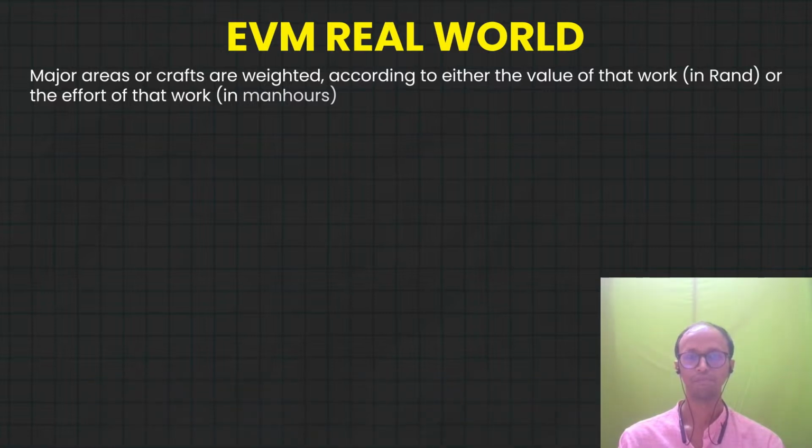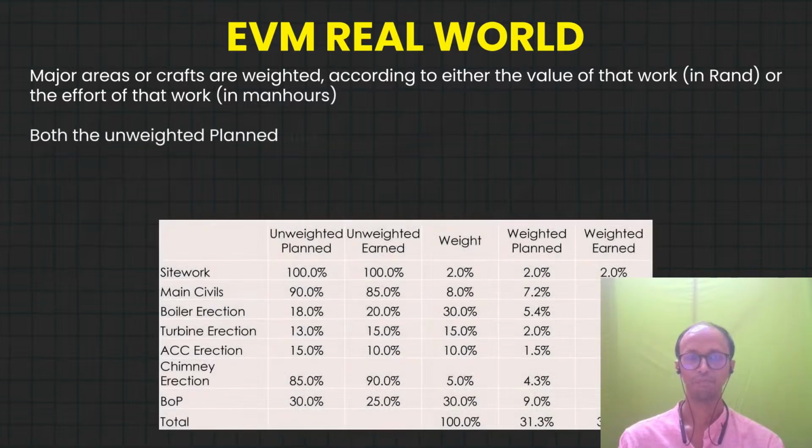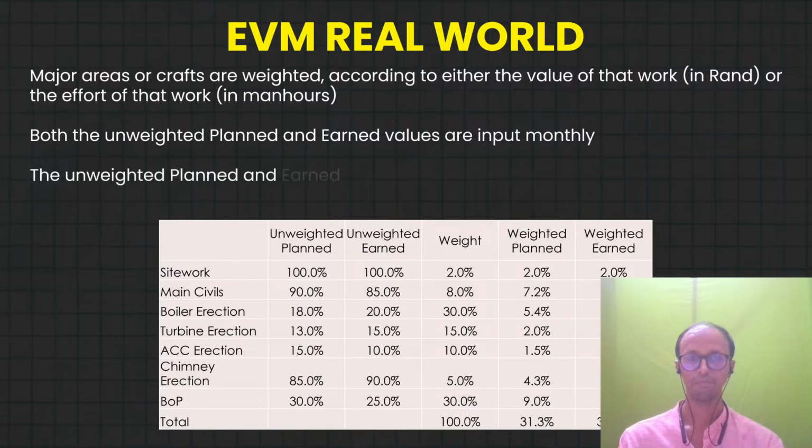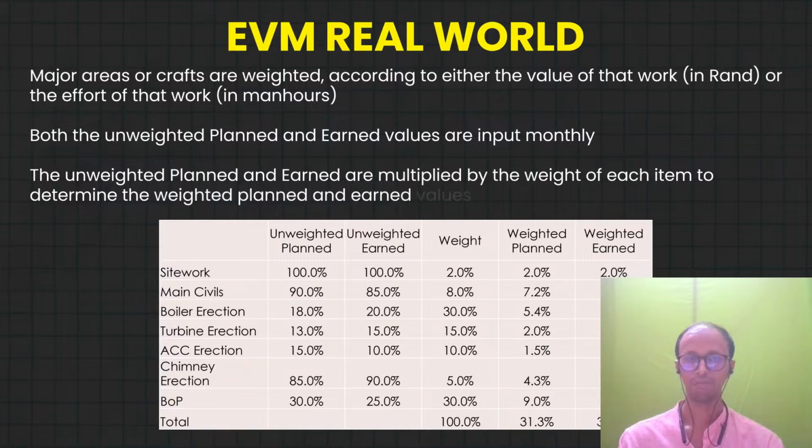We put down the planned as this, and the earned, how much we earned, as this. Then we multiply it with the weightage, and when we multiply with the weightage, we get the weighted plan and the weighted earned. So here we are able to see what my planned cost percentage and my earned percentage are. This is my planned percentage, this is my earned percentage. So this is the way we'll be able to know the variance with respect to my percentage.